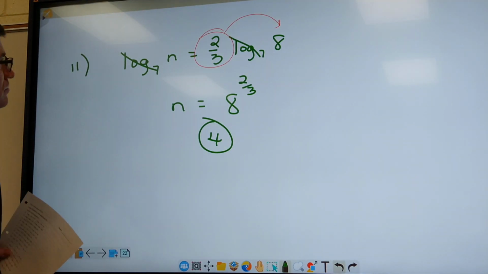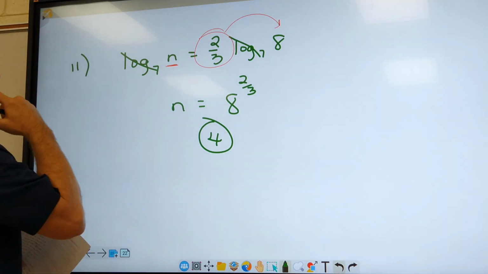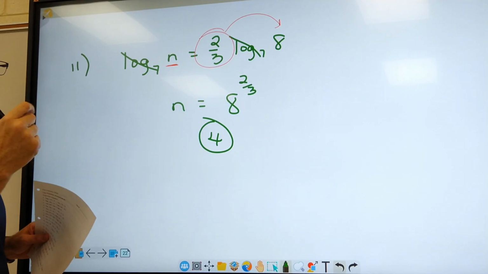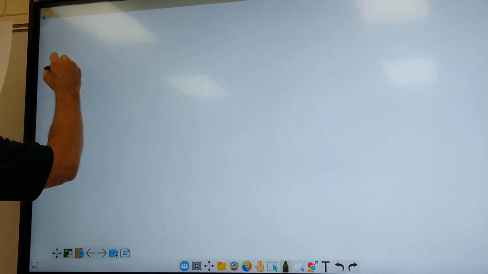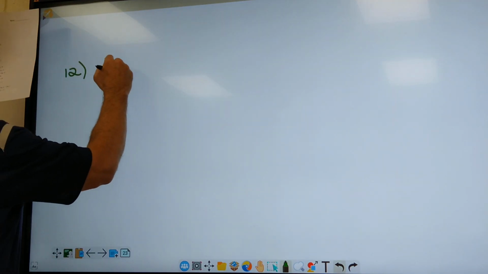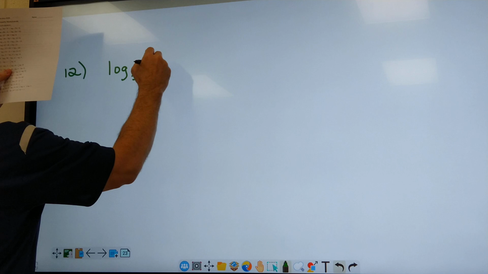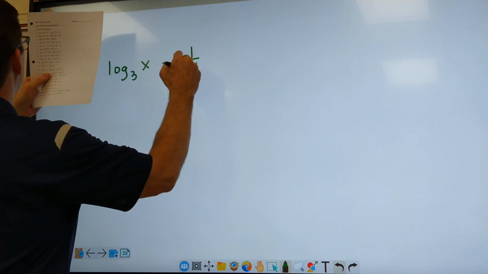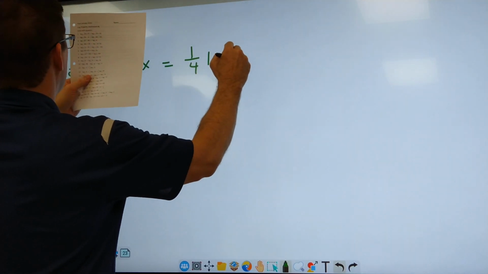How do you check this? When you plug 4 back in here, Jarrett, does anything happen to 4 that makes it become a negative or 0? Nope, so it's good. Is there an instance where something would happen? Yep. And we'll see some of them.